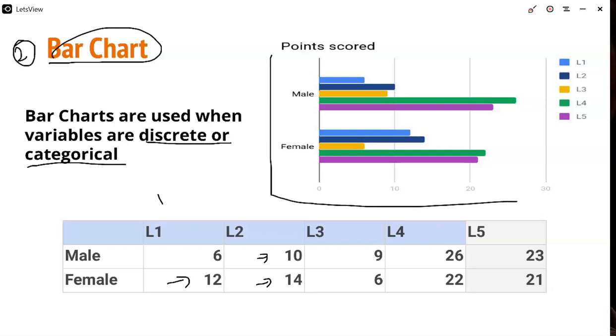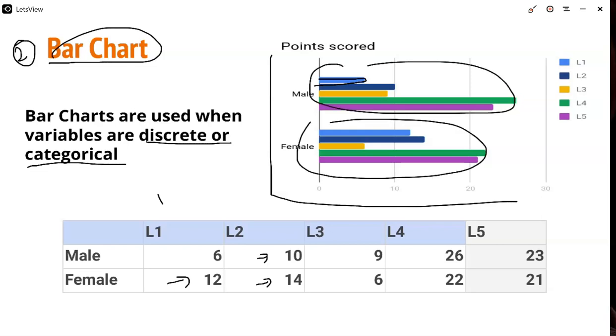This is the bar chart. Here these are called bars, so now there are 5 bars present, and male and female are grouped in 2 different bars. So this is the way in which you can represent bar charts.